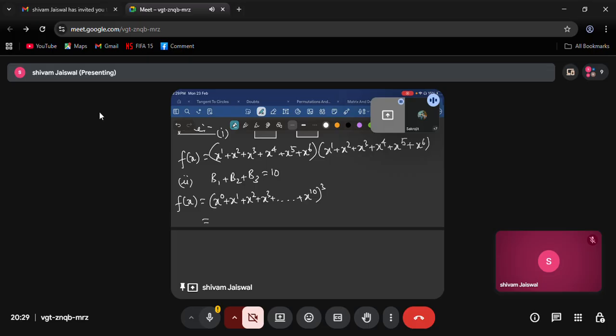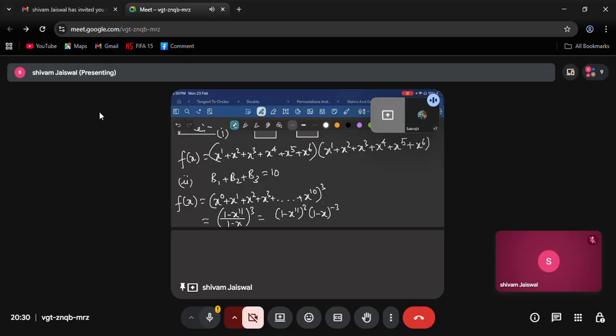First of all, we can use the GP formula. It can be written as (1 minus x to the power 11) upon (1 minus x) whole cubed. This will be equal to (1 minus x to the power 11) whole cubed multiplied by (1 minus x) whole to the power minus 3. Tell me, whose coefficient do we need to find out? If you are unable to understand, then also tell me, I'll explain. It is very important to understand this. Whose coefficient are we focusing on?